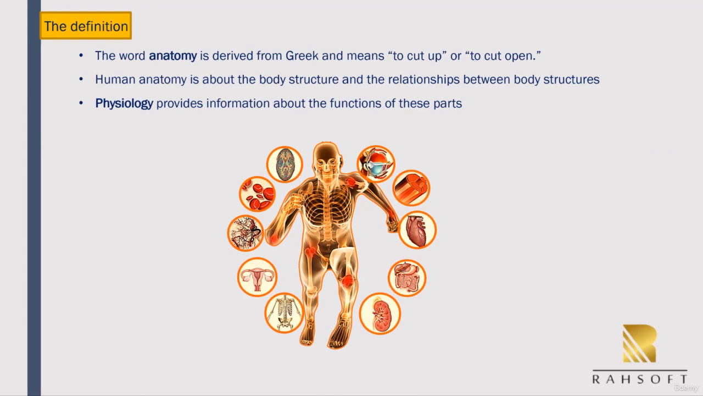So let's give a quick definition of what anatomy and physiology are. The word anatomy is derived from Greek, and it means to cut up or to cut open. Human anatomy is about the body structures and the relationship between the body structures. And so when you're looking at the anatomy of a person, usually the body will look cut open so you can see inside of it and learn more about what you're looking at and how things work.